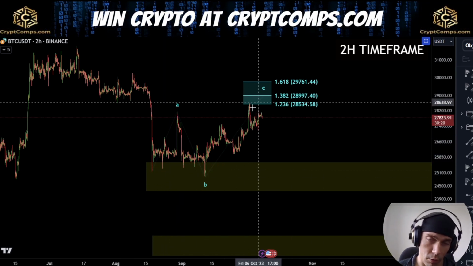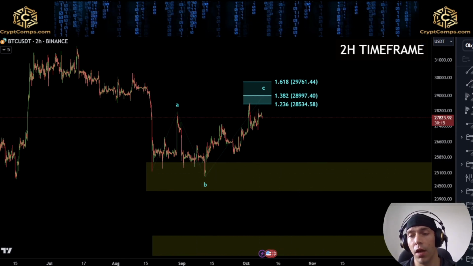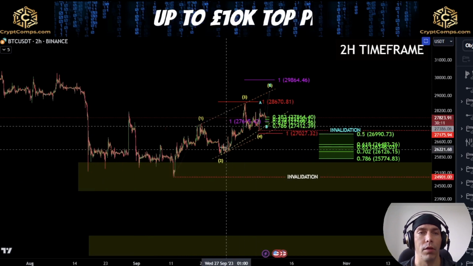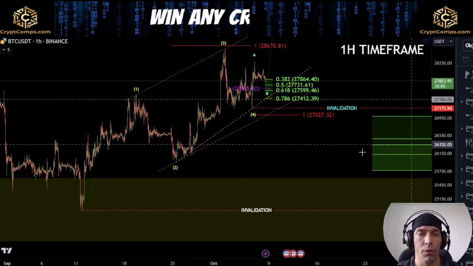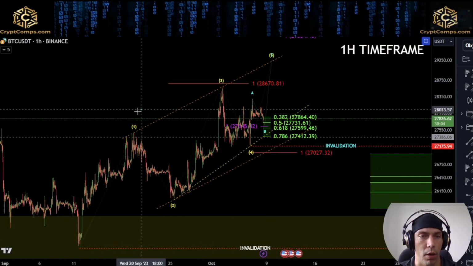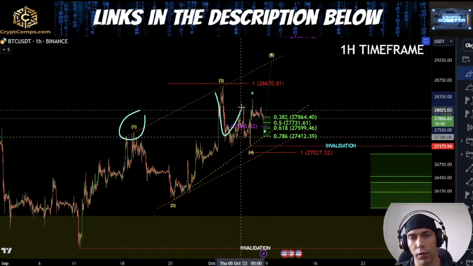Now, the only way we can currently look at this as a C wave, because of how choppy and overlapping this is, is that potentially we'd have to look at this as a diagonal pattern. Now, we're going to come back in here. If this is a diagonal pattern, what we'd be saying is that this would be our wave 1. This would be our wave 2. We'd be looking at this as our wave 3. This is our wave 4.